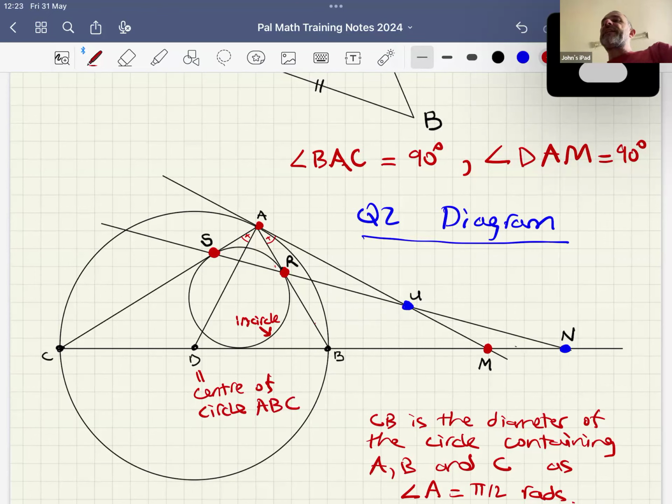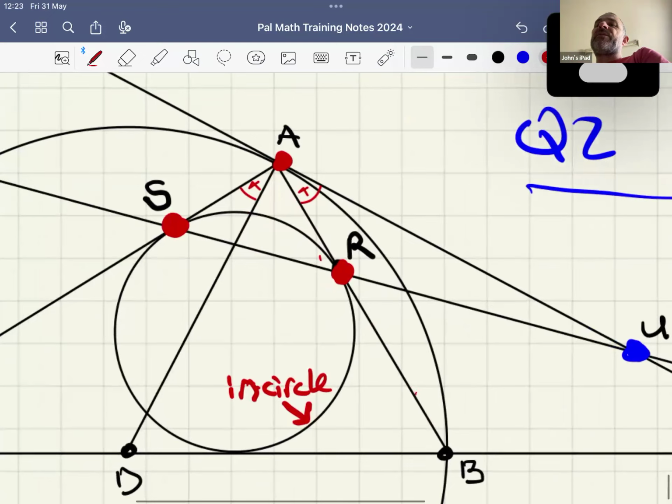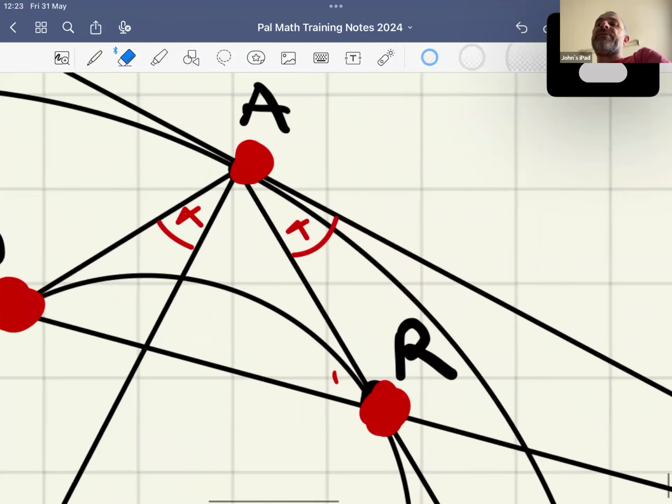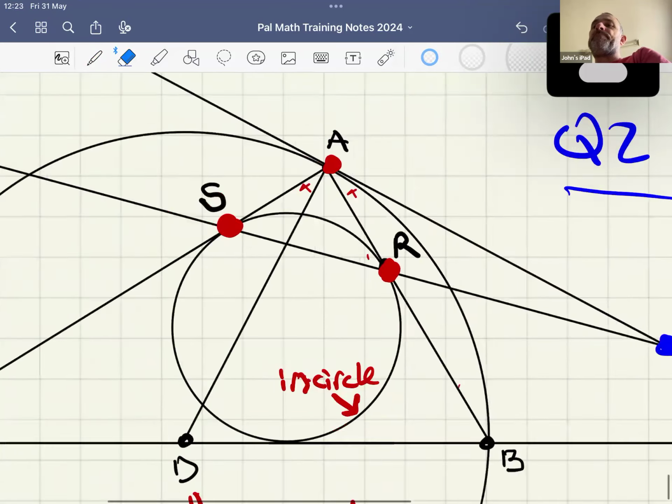Okay, and the reason for that is because AM is a tangent line. So therefore it's at right angles to the radius here. So this is the radius of the circle. And that allows me to say that these two angles here are equal. And I'm calling those angles alpha. And it might actually even be clearer if I got rid of these lines. So I've got an angle alpha and an angle alpha there.